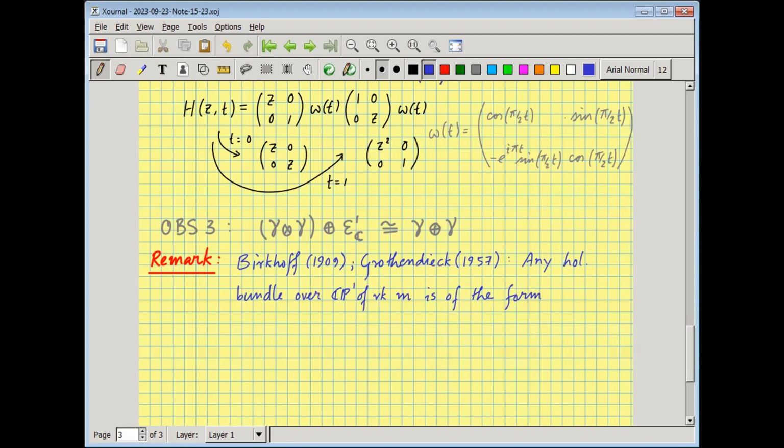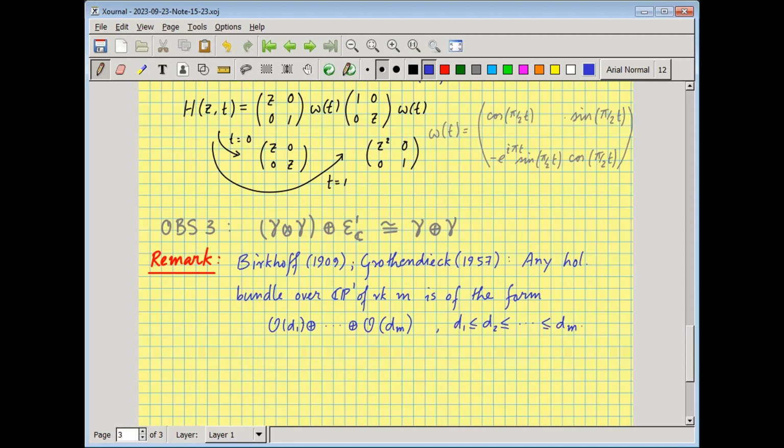A complex bundle over CP1 is obviously of the form O(d1) ⊕ ... ⊕ O(dm), where these are non-decreasing integers. So d1 is less than or equal to d2. Okay. So that's the setup.